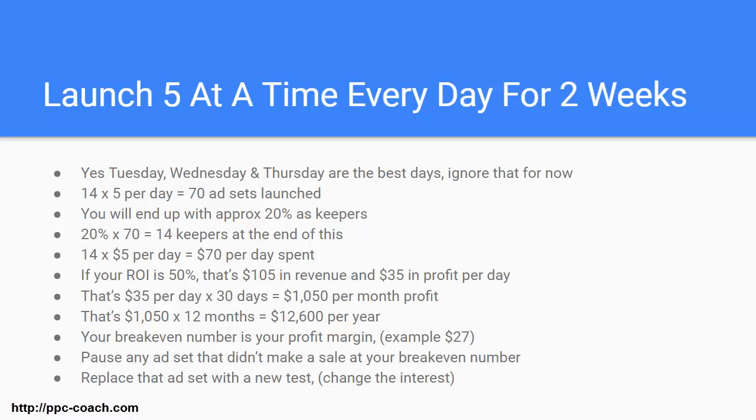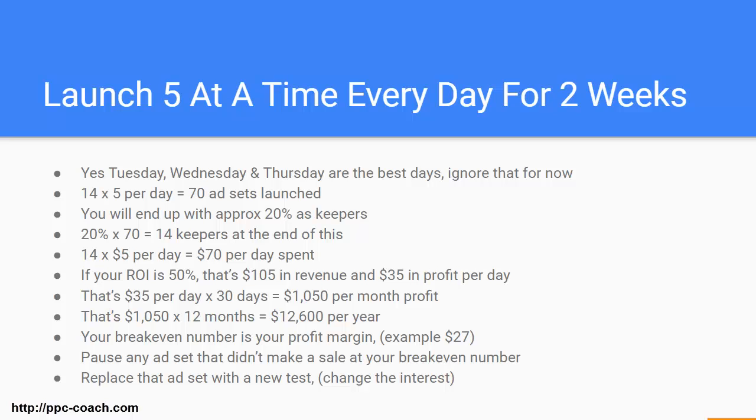You can launch 5 and none of them can work on a particular day. Don't get down on yourself. Just know that you have a system, you're following it, it's going to work. The law of averages is going to apply to you. And if you're hitting 20%, you're on the low end, but you're still going to be able to make a profit, okay? So 20% times 70 equals 14 keeper ad sets at the end of this 14-day period.